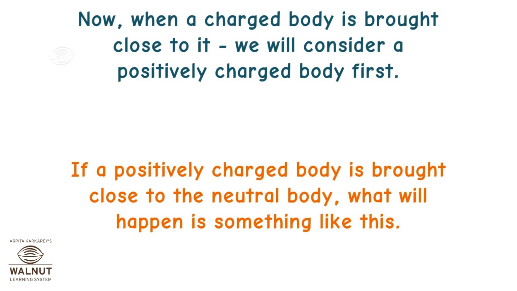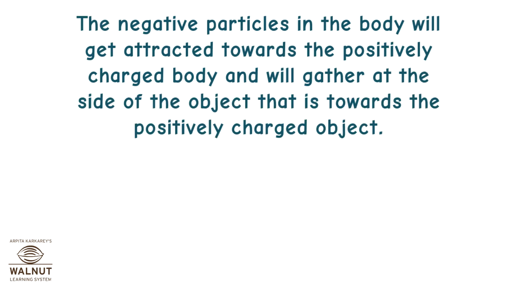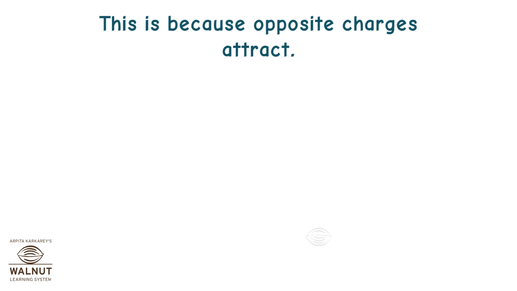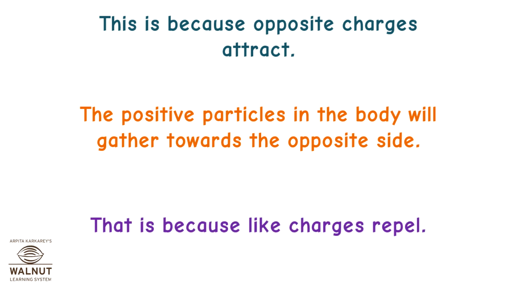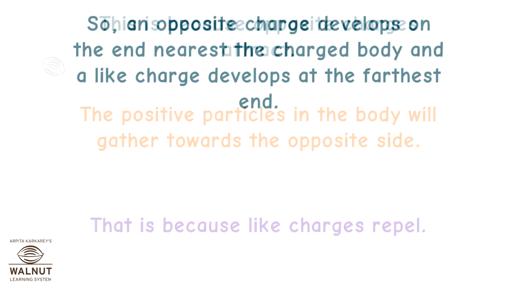If a positively charged body is brought close to the neutral body, what will happen is something like this. The negative particles in the body will get attracted towards the positively charged body and will gather at the side of the object that is towards the positively charged object. This is because opposite charges attract. The positive particles in the body will gather towards the opposite side. That is because like charges repel.